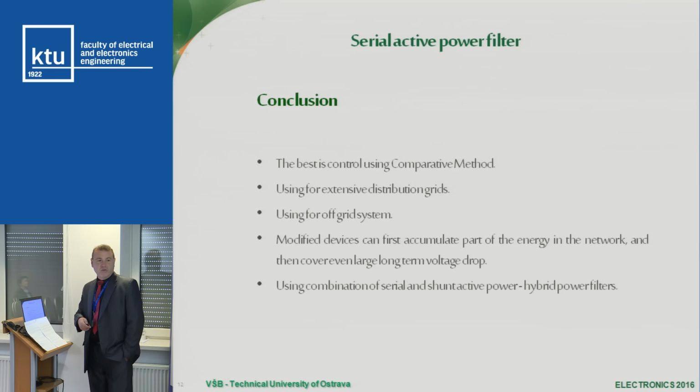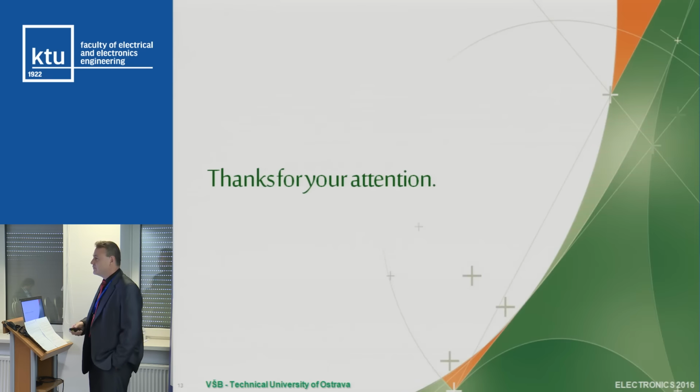And now we are testing a combination of serial and shunt active power filter in a hybrid filter, where the shunt active power filter eliminates the first problem, the distortion in the system power voltage. Yeah, this is all. Thank you for your attention.